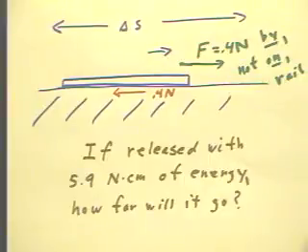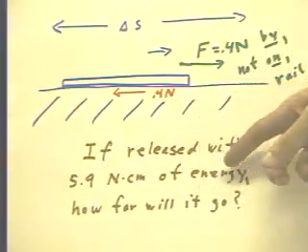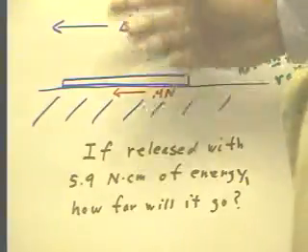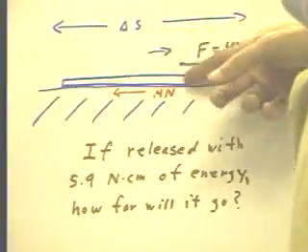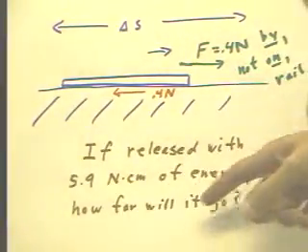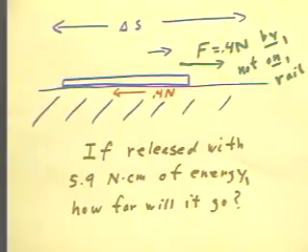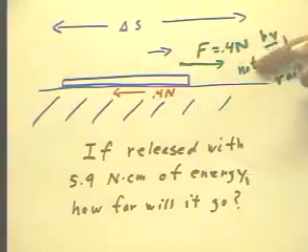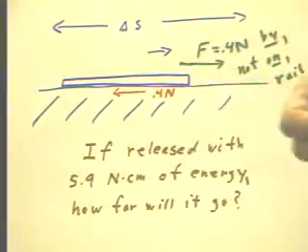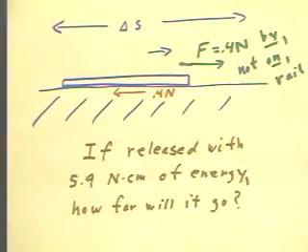Okay, if we release the rail with 5.9 Newton centimeters of energy, if that potential energy in the rubber band is transferred, and most of it goes into the rail in the form of kinetic energy, then the question is, how far will the rail travel? Well, it's going to travel until the total work done by this force that it's exerting is equal to the energy that it has, the 5.9 Newton centimeters of kinetic energy.